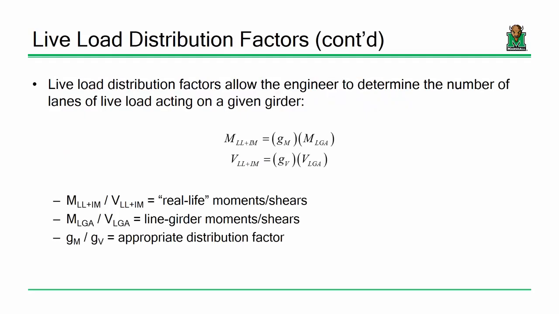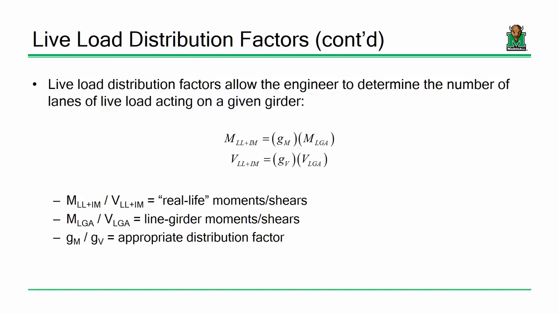So here's the idea, okay? Let's say I've got some computer program that spat out some moments and shears for a bridge, okay? What I would do is take those moments and shears and multiply them by an appropriate distribution factor, and they're kind of involved, so we'll take our time and discuss it. But I would multiply them by the appropriate distribution factor, and then I would generate real life moments and shears.